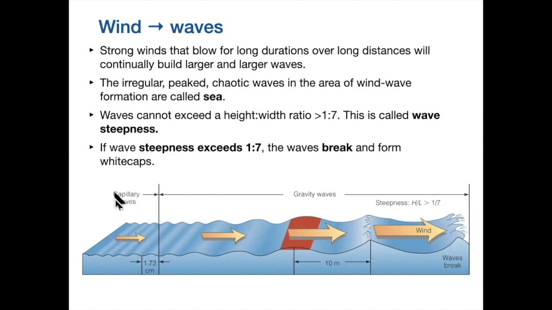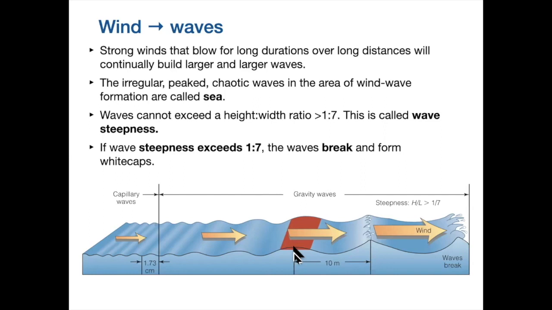It's gone from being surface tension dominated for the restoring force to gravity dominated. As the waves keep growing, at some point the height to width ratio will get greater than 1:7. So the wavelength is less than 7 times the height. If we had a wave with a wavelength of 7 meters, then a 1 meter wave height would give you the 7:1 ratio. So once it exceeds that 7:1 ratio, it starts to break.